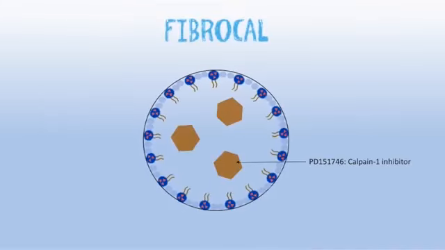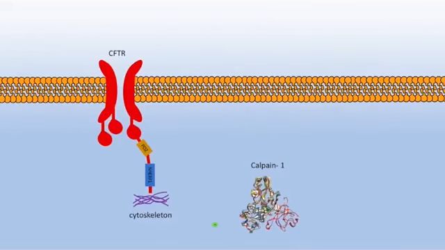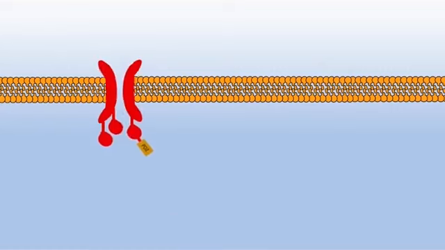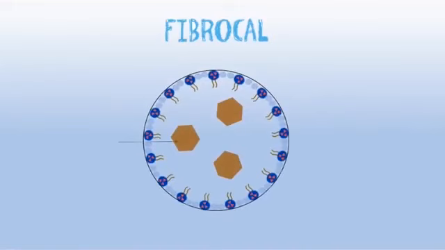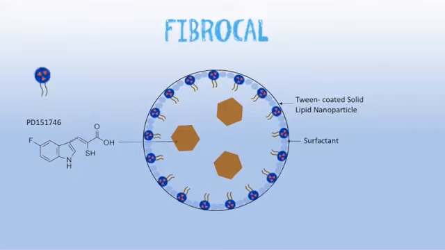Our novel treatment is Fibrocal, a calpain-1 inhibitor coated with solid lipid nanoparticle. Calpain-1 is a calcium-dependent protease which cleaves NRF1 protein and induces degradation of CFTR. Fibrocal contains cell-permeable calpain-1 inhibitor PD151746 coated by SLN with twin surfactant. The SLNs are loaded with quorum-sensing inhibitor.